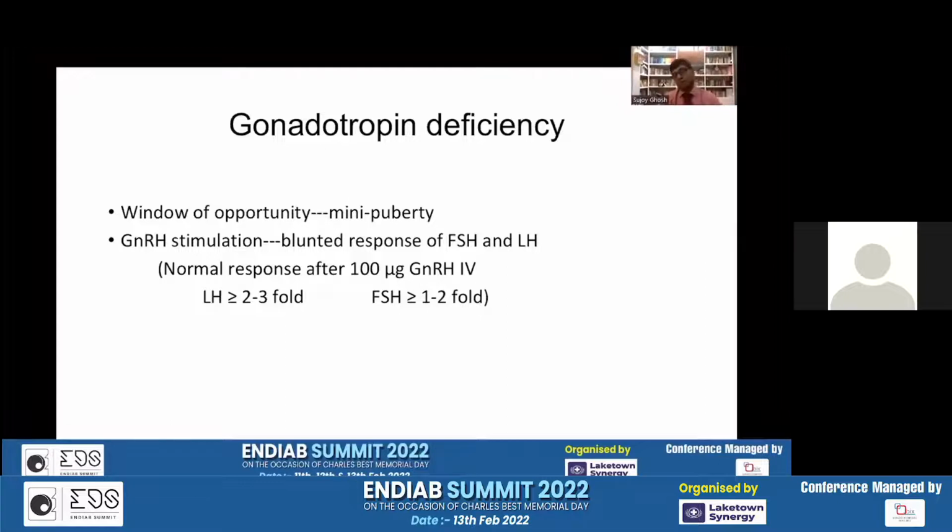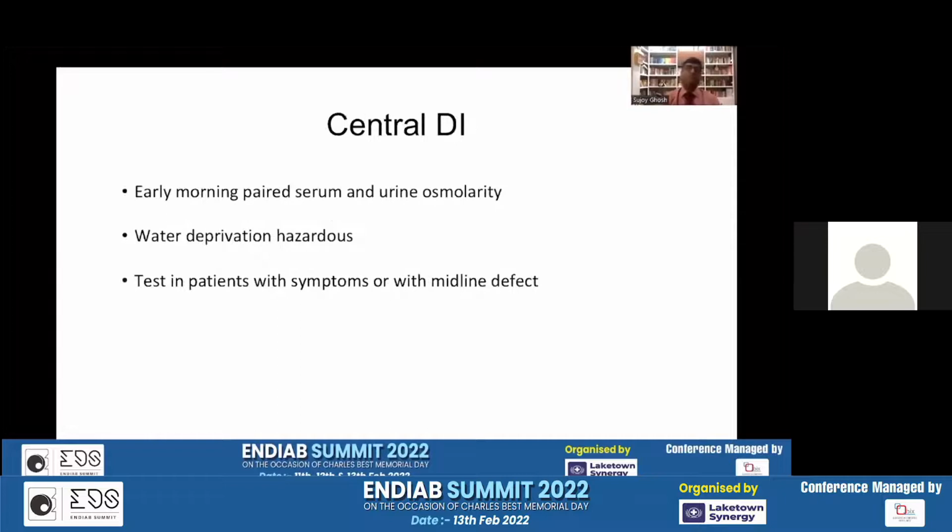Unfortunately, most of our patients present late, when it becomes much more difficult to diagnose. But if the patient does come early, you have the option of even doing a GnRH stimulation test. A blunted response of FSH and LH is an abnormality you can think of to diagnose gonadotrophin deficiency.